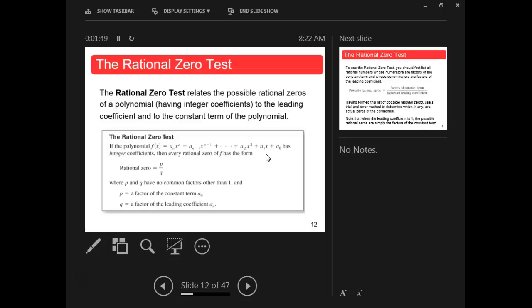Here's one. This only works for rational zeros. These are zeros that are rational numbers. Irrational numbers, you're not going to find them this way. Complex numbers, certainly you're not going to find them this way. Only for rational numbers, but that will give you a fair amount of your zeros. Okay? It relates to the possible rational zeros of a polynomial. Now, these polynomials have to have integral coefficients. You remember, to define a polynomial, the coefficient can be any real number.